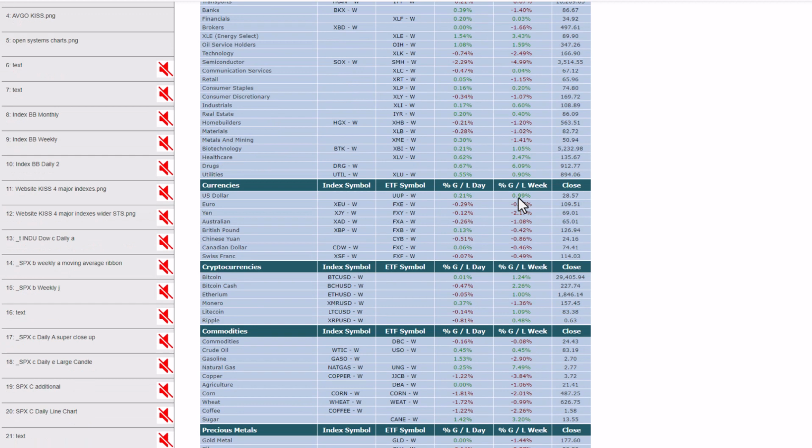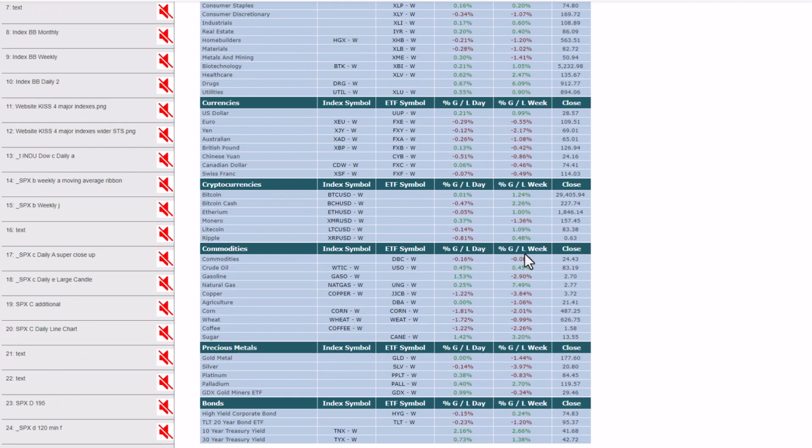Currencies, US dollar up 1% for the week. That's a huge week. That, of course, has not boded well for gold or a lot of the commodities. Cryptocurrencies were up slightly for the week, as you can see. Commodities, mostly down here. Copper, big move down. This is looking weaker and weaker to me, and that would be more indicative to me of some sort of recession coming. Natural gas had a good week, up 7.5%.